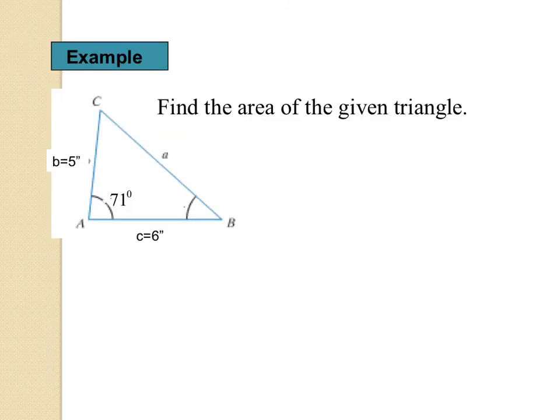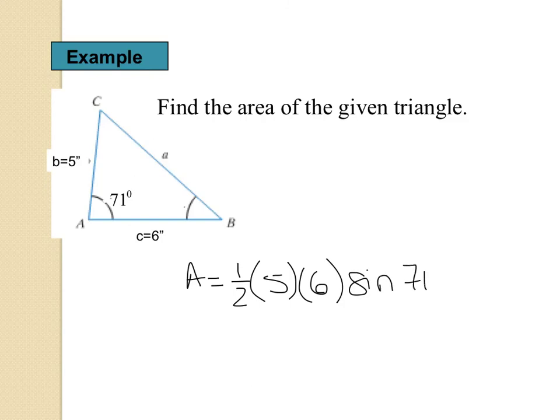For example, find the area of the given triangle. So let's make sure we have the criteria. I have side B, side C, and I do have an angle that's not those sides, so that's exactly how I'm going to find the area. So area is equal to half times those sides times the sine of 71 degrees. Put that straight into your calculator. Make sure you're in degree mode. So here our area is 14.18 square inches, or however you want to write it, square inches. I put the squared backwards.